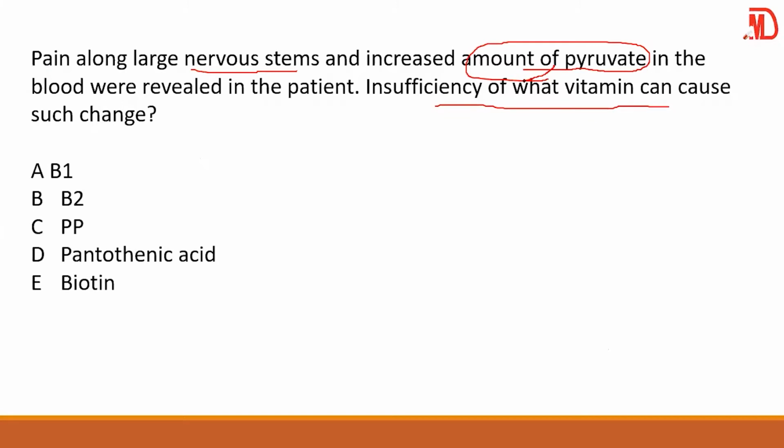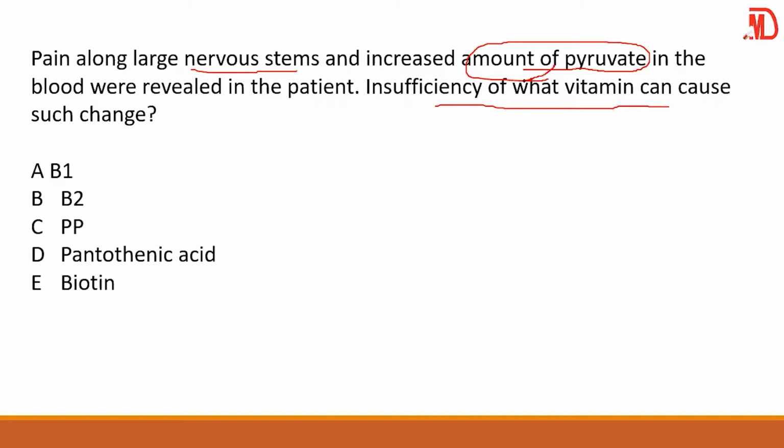And you know pyruvate is involved in what we call PPP, that is pentose phosphate pathway. It uses pyruvate dehydrogenase. And pyruvate dehydrogenase is a multi-enzyme system, but part of it has to do with a vitamin. That vitamin is vitamin B1. So it serves as a coenzyme.